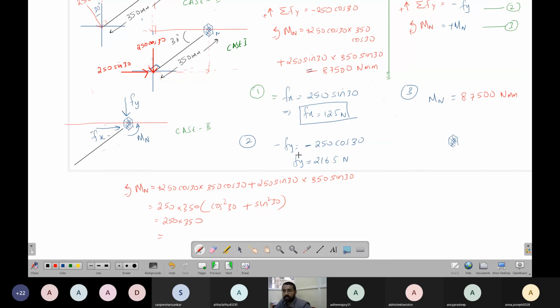So we have Fy is, what is value? Fy is 216.5, that is positive. Fx is 125, that is also positive. Moment is 87,500. Anti-clockwise, positive one, so that is anti-clockwise. Positive is the assumed direction, anti-clockwise. So I can write it as 87.5 kilonewton meter. So this is the force.